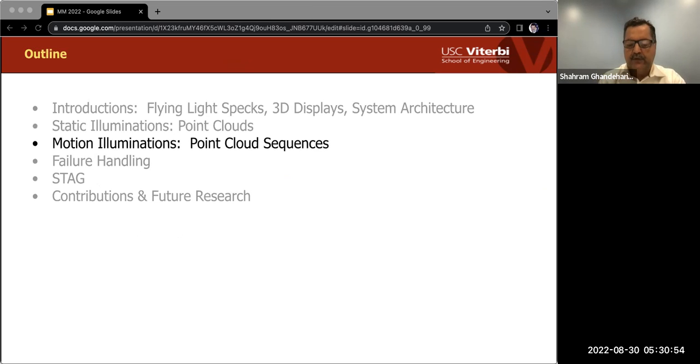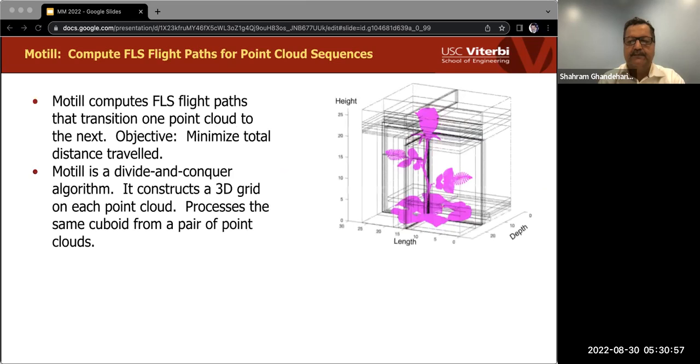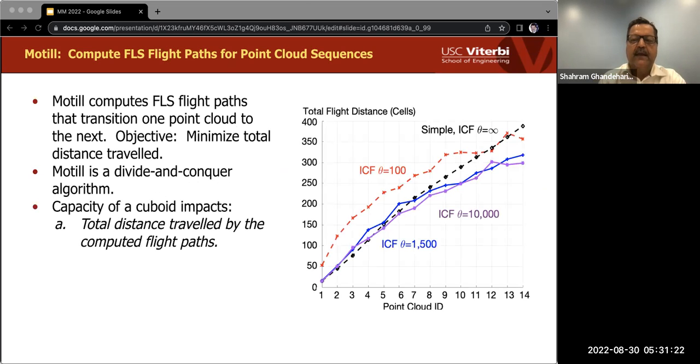Let's consider motion illuminations, point cloud sequences. A contribution of the paper is MOTIL, an algorithm that computes flight paths of FLSs to render a point cloud sequence. An objective of MOTIL is to minimize distance traveled by FLSs. It is a divide and conquer algorithm that constructs a 3D grid on each point cloud to compute travel paths. An important configuration parameter of MOTIL is the capacity of a cuboid. It impacts the total flight distance computed by MOTIL's flight paths.